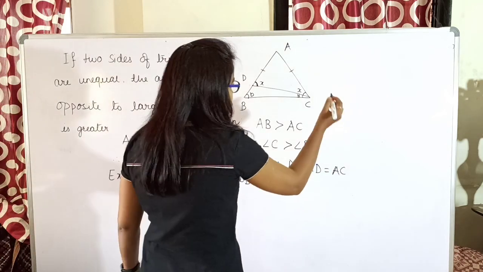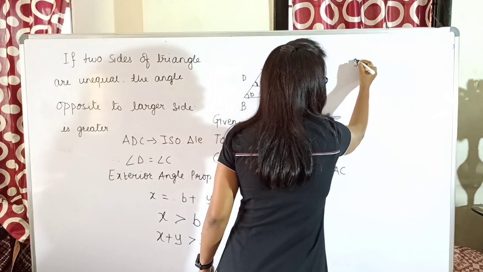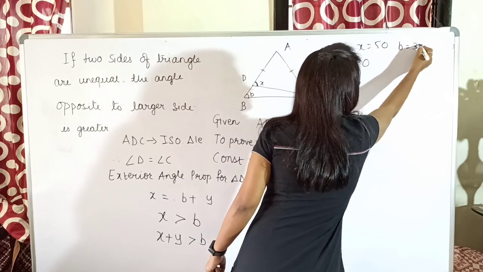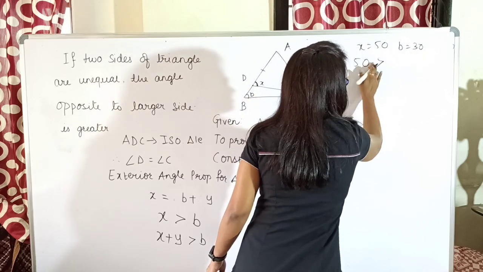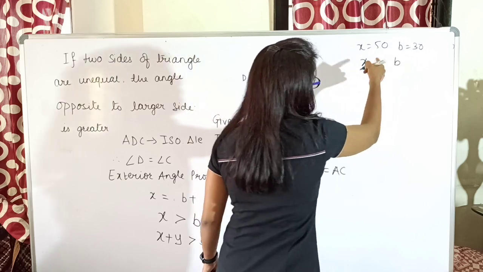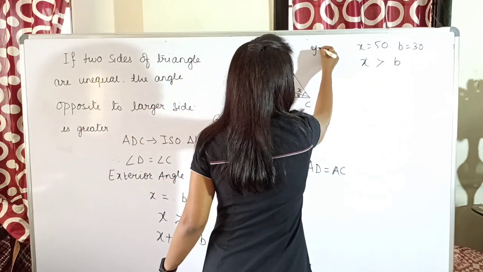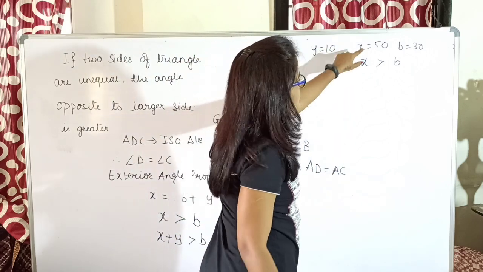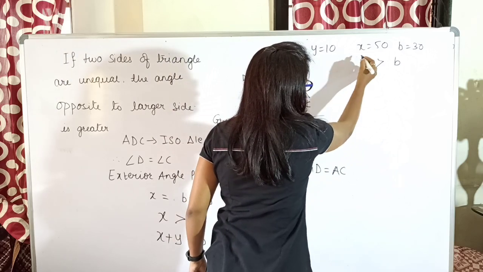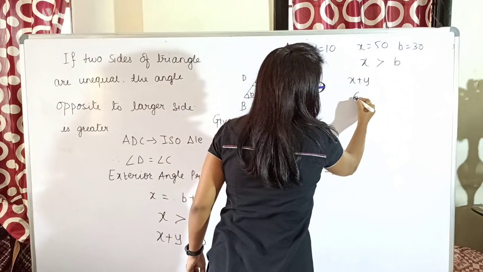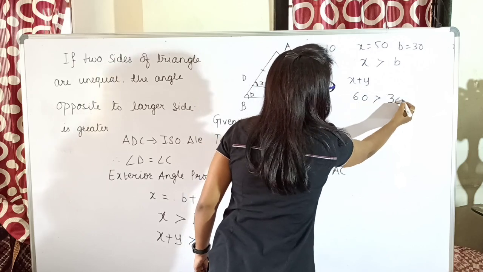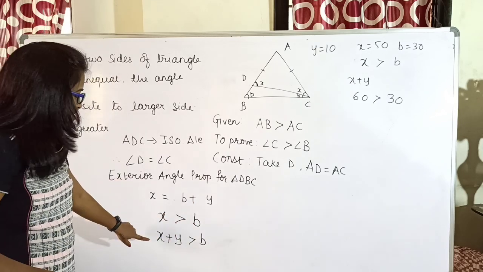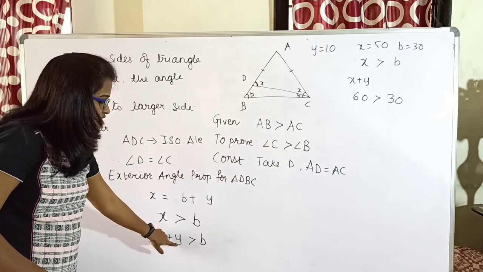For example, see, suppose my value of x is 50 degree and value of b is say 30 degree. So definitely x is greater than b. Why? Because 50 degree is greater than 30 degree. What if I take y is equal to 10? It means I am adding this 10 degree again to x. So now what will be my addition x plus y? It will be 60 degree. Again that 60 degree is definitely greater than b because something is again getting added. Now which means x plus y is greater than b.